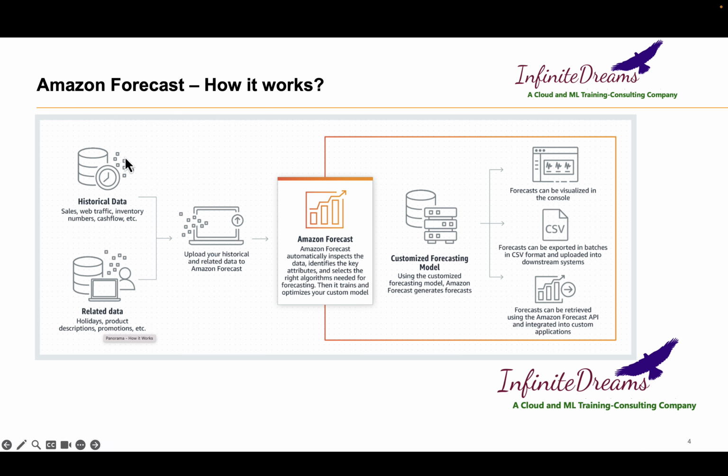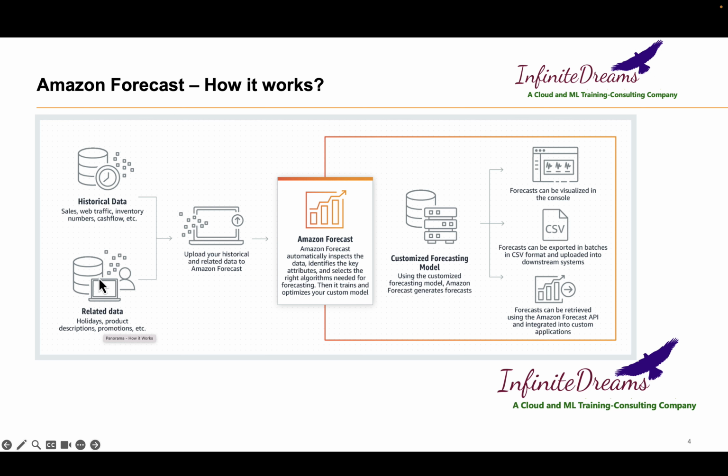So what we do is upload the historical data into this forecast service, and then the forecast service will create a model and generate a forecast for the future time. You can see these forecasts in the form of a graph. The forecast can be visualized in the console. You can also download it in the form of a CSV file, and you can also retrieve these forecasts using the forecast API.